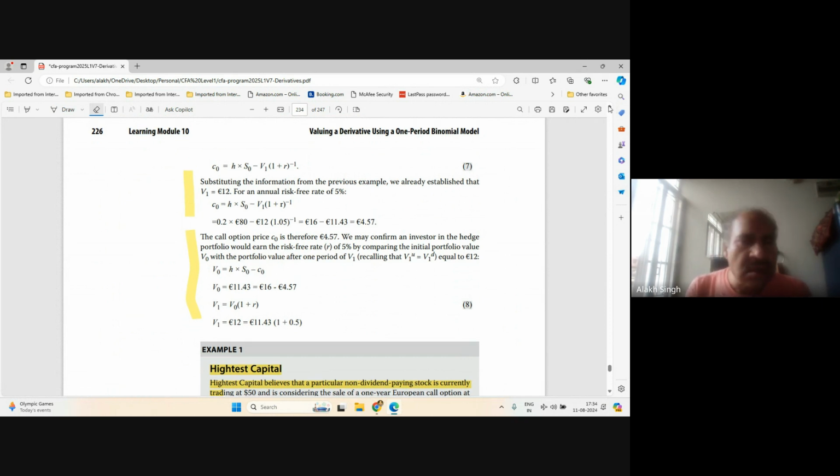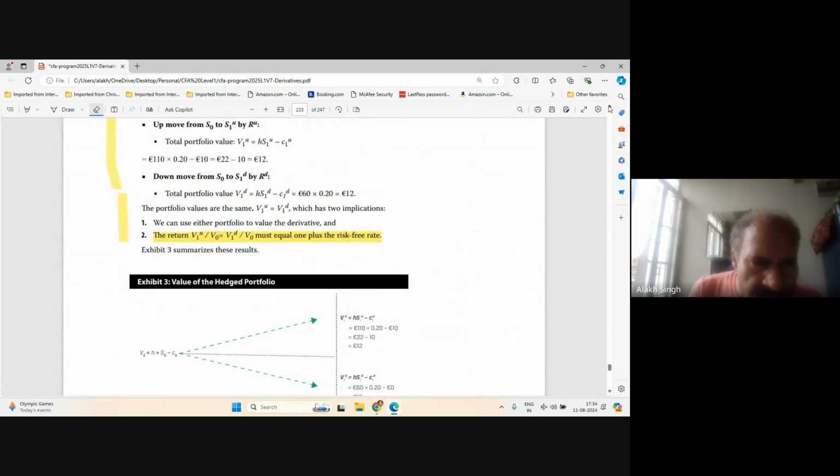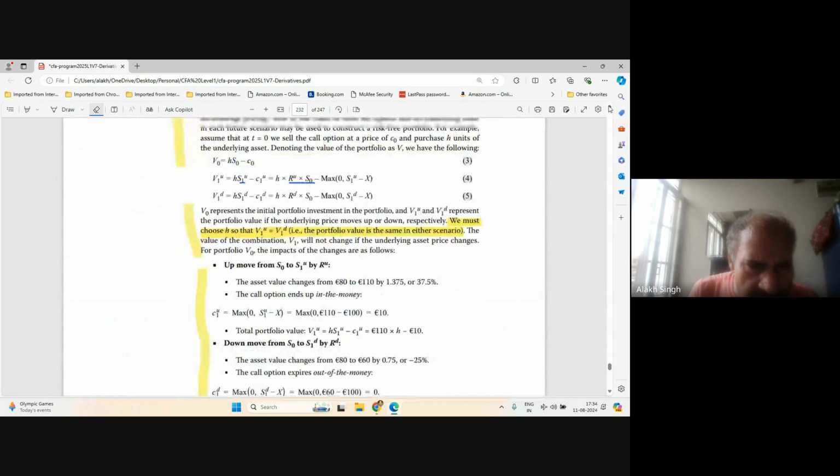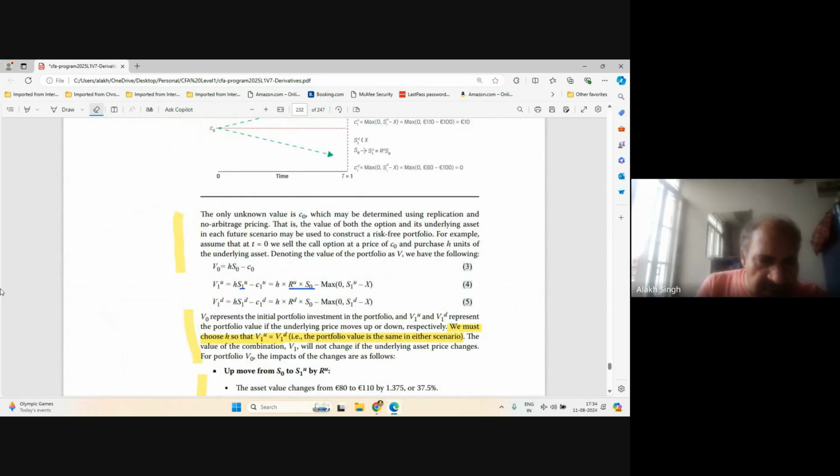What does it tell? We had discussed the hedge portfolio. I think it was here. So V0 is H S0 minus C0. V1U will be H S1U minus C1U. That will be our portfolio, which is equal to H times RU times S0, where RU is the ratio S1 by S0, already calculated.